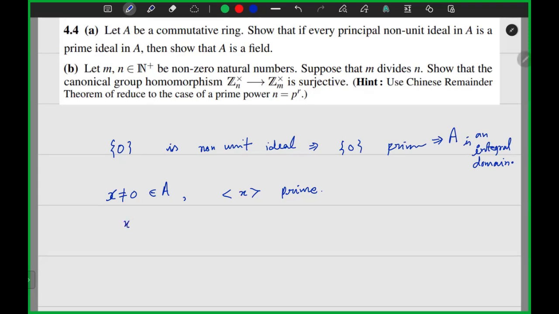Will x square be 0? No, because it's an integral domain. Nice. So x square is not 0. What about this ideal?